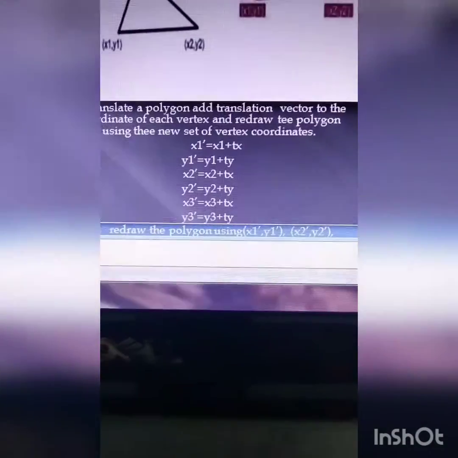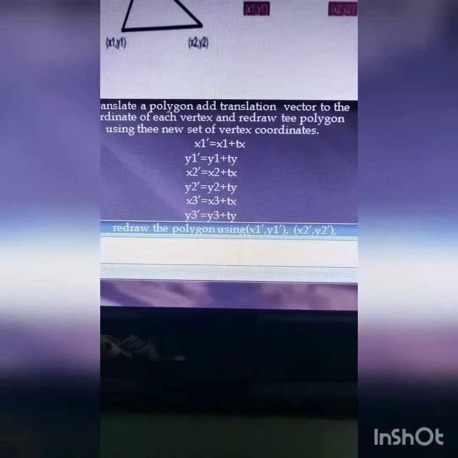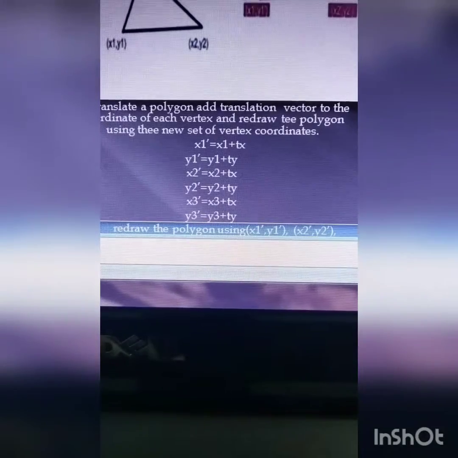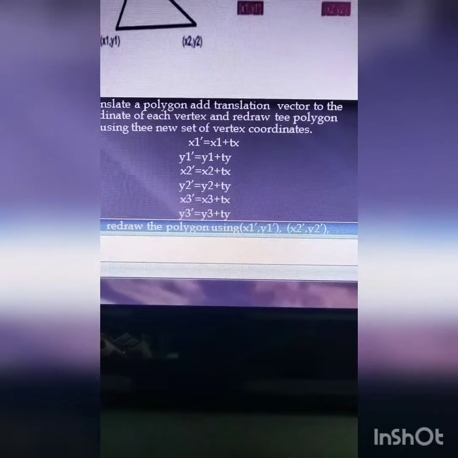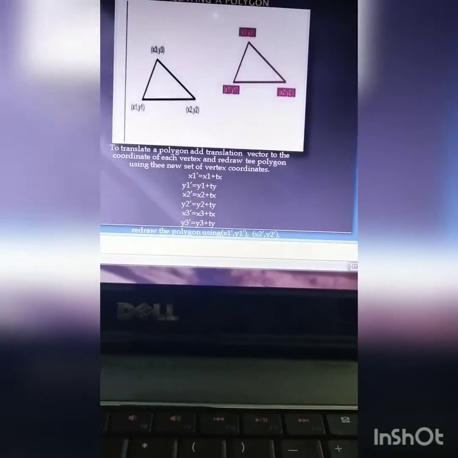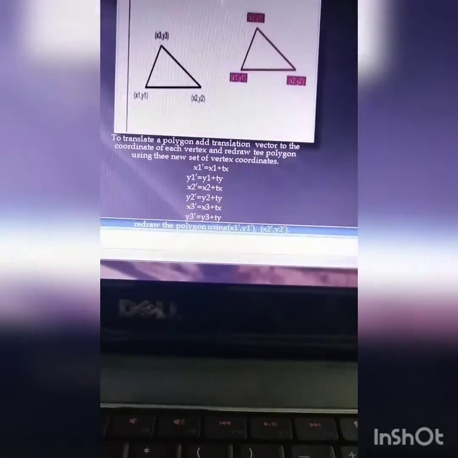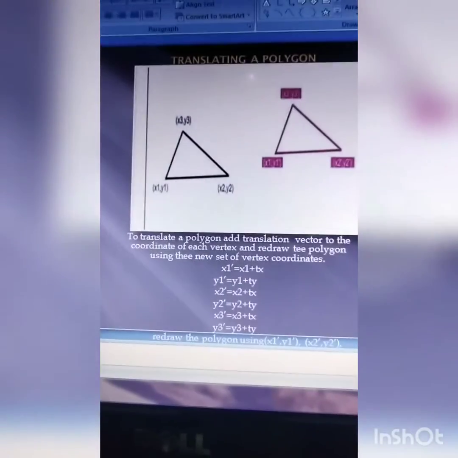After receiving all these coordinates, we are going to redraw the polygon by using the newly obtained translation coordinates, that is x1 dash, y1 dash, x2 dash, y2 dash and x3 dash, y3 dash. Okay, hope you have understood how to translate a polygon.